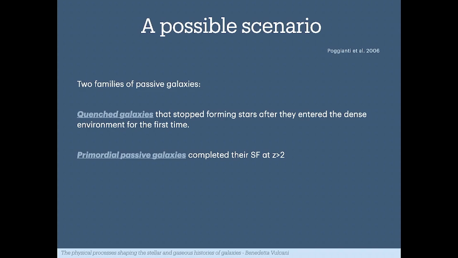Bianca back in 2006 proposed that the passive cluster population actually is made up of two different populations. We have the quenched galaxies, that are all those galaxies that infall into clusters at any epoch and quench because they enter this dense environment. And then there are the primordial passive galaxies. These galaxies have been passive at least since redshift 2. They were in the highest density peak of the universe already at high redshift, and they've always been at the peak of the density during their life.